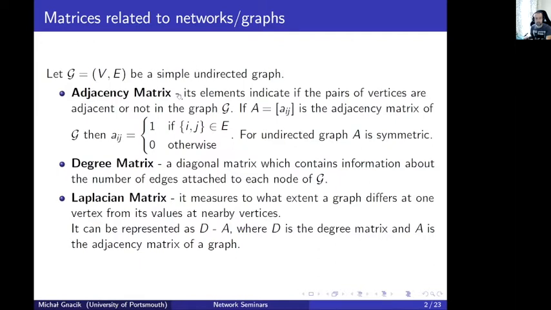So when we start with a simple graph without any loops, say undirected, we can have an adjacency matrix, which indicates whether pairs of vertices are adjacent or not. Then we have a degree matrix, which tells you the number of edges attached to each node. Then we have a Laplacian matrix, which measures the extent to which a graph differs at one vertex from its value at nearby vertices. And the Laplacian in particular can be written as the difference between the degree matrix and the adjacency matrix.